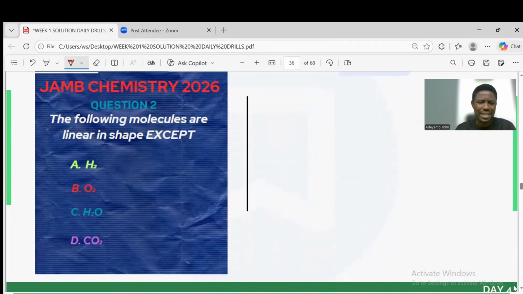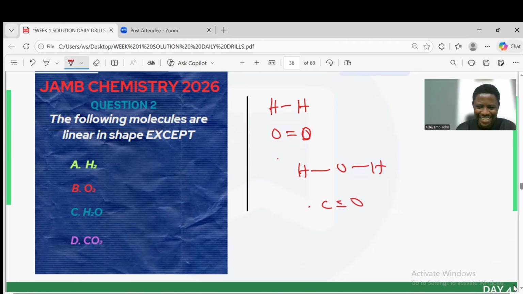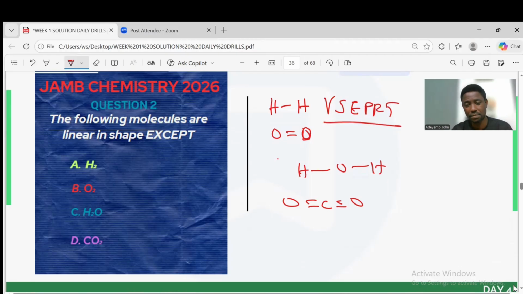The following molecules are linear in shape, except... Like I've told you, hydrogen is like this, oxygen is like this. Water, you may want to know, is meant to be like this. And CO2. But there is something playing a part here. We call it valence shell electron pair repulsion theory. Can you say valence shell electron pair repulsion theory?